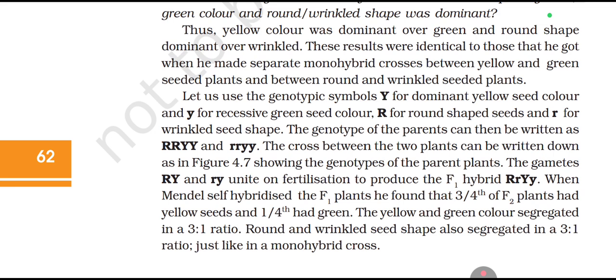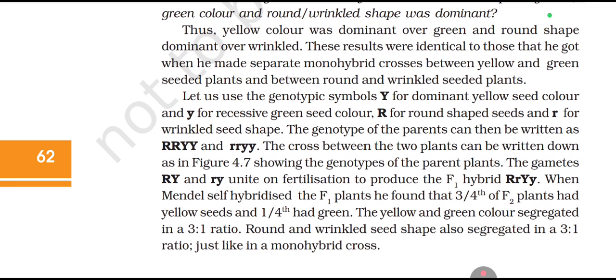Let us use the genotypic symbols capital Y for dominant yellow seed color and small y for recessive green seed color, capital R for round shaped seeds and small r for wrinkled seed shape. The genotype of the parents can then be written as capital R capital R capital Y capital Y, and small r small r small y small y. The cross between the two plants can be written down as in figure 4.7, showing the genotypes of the parent plants. The gametes capital R capital Y and small r small y unite on fertilization to produce the F1 hybrid capital R small r, capital Y small y.